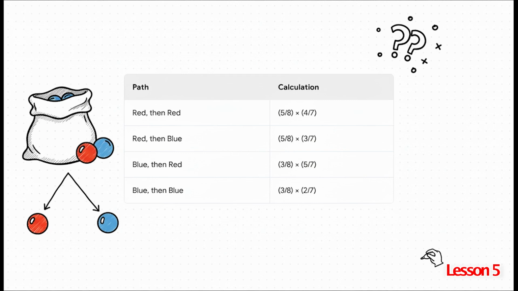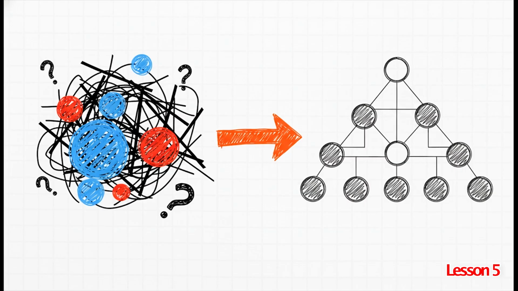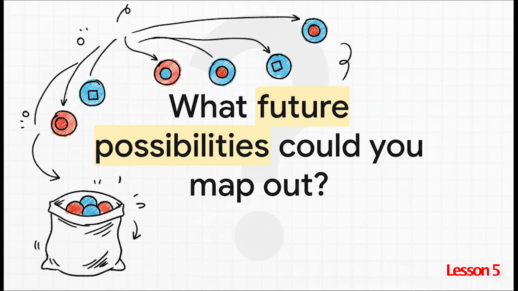So the main thing here is that if we unscramble these probability trees, we can make a simple visual map to understand every possible path for every possible future. What sort of probability events do you think you could put into a probability tree?